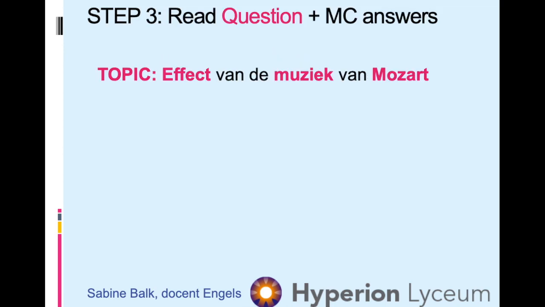On the real test you would now get about 15 seconds to read the questions and multiple choice answers. We are going to do it differently, of course, because we are training strategies, so we are taking our time analyzing the question. Always bear in mind the main topic is the effect of Mozart's music.